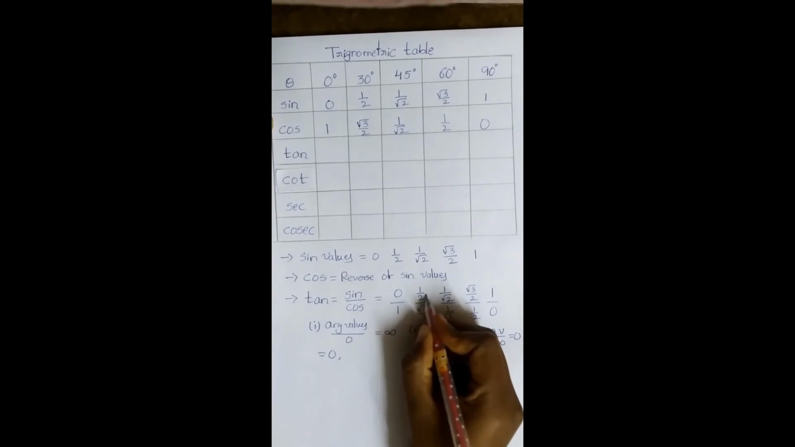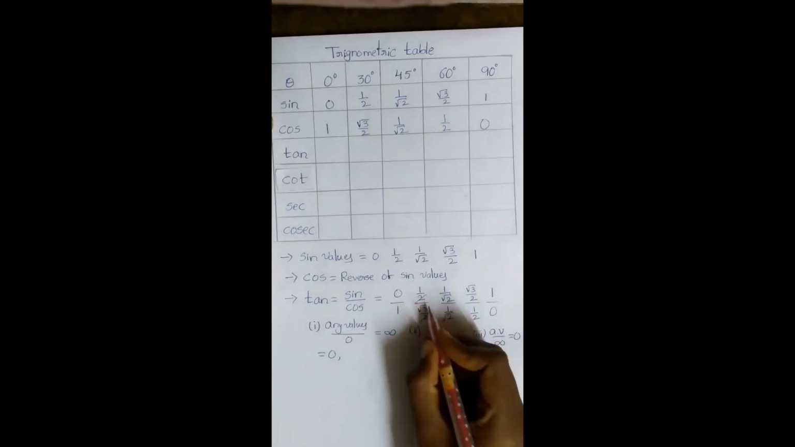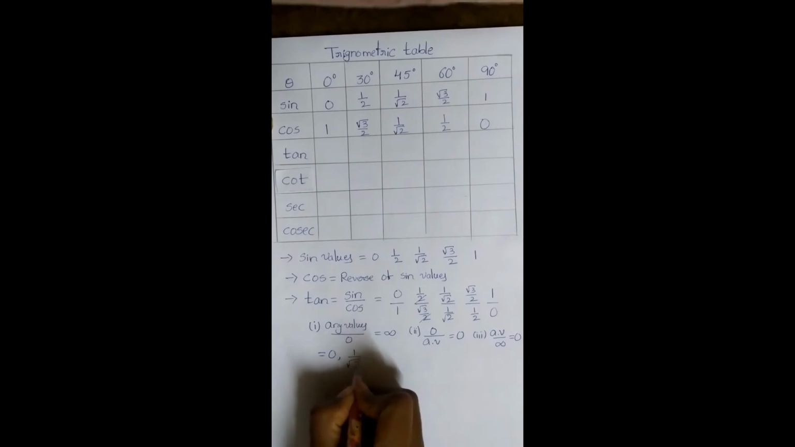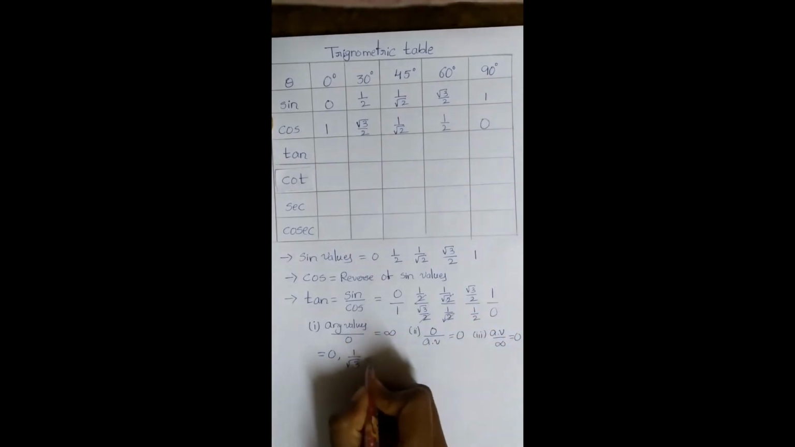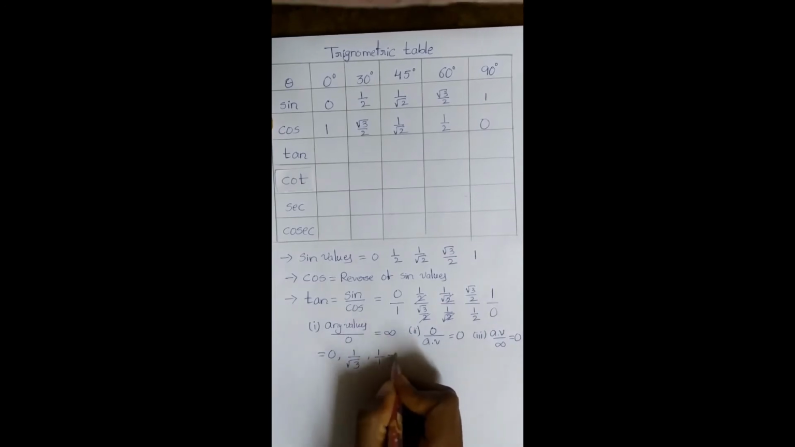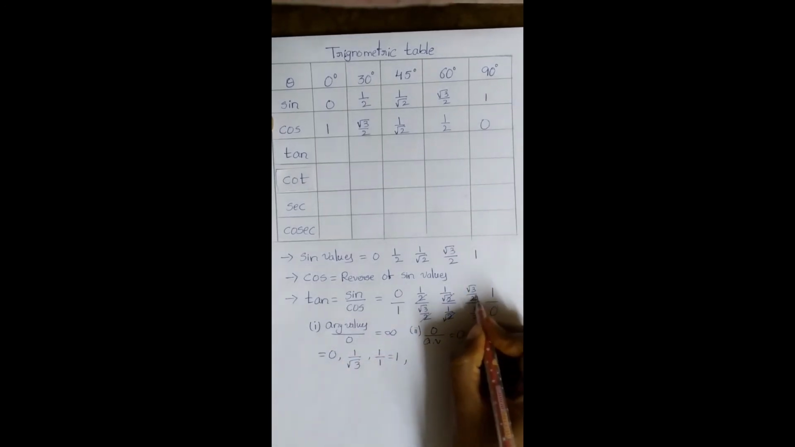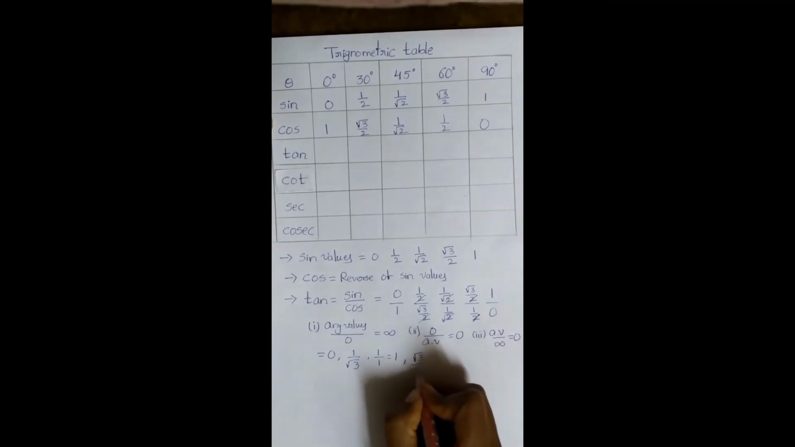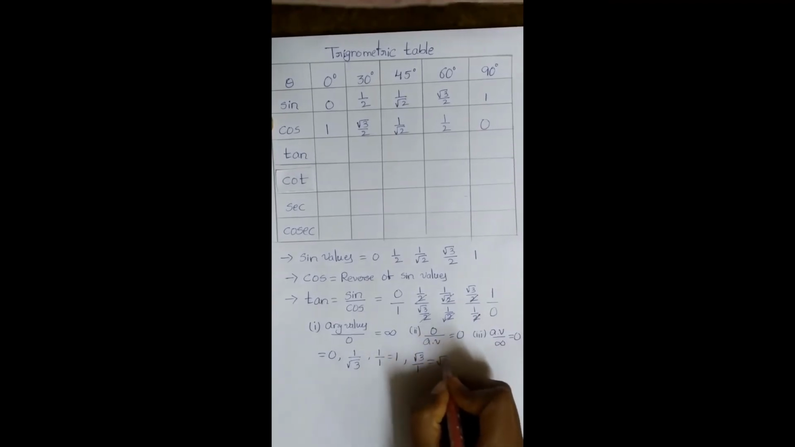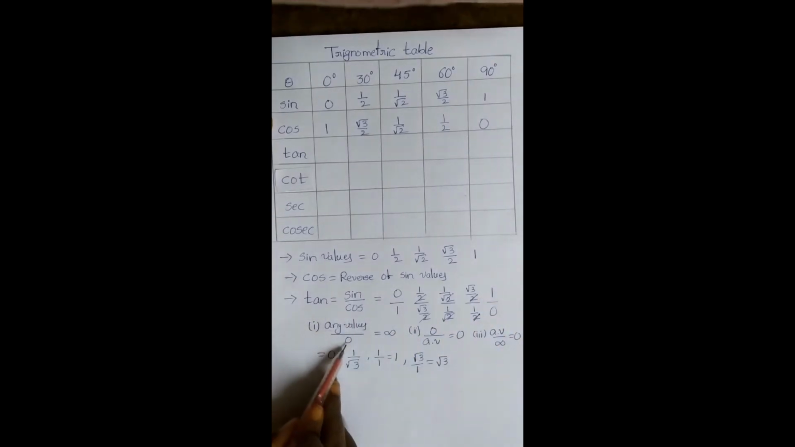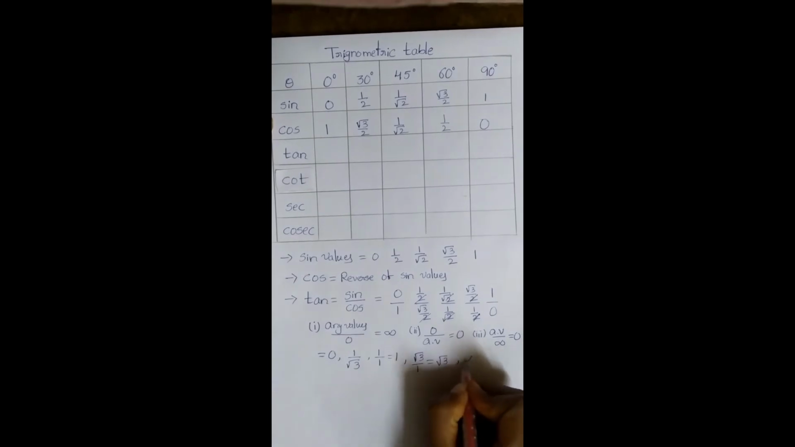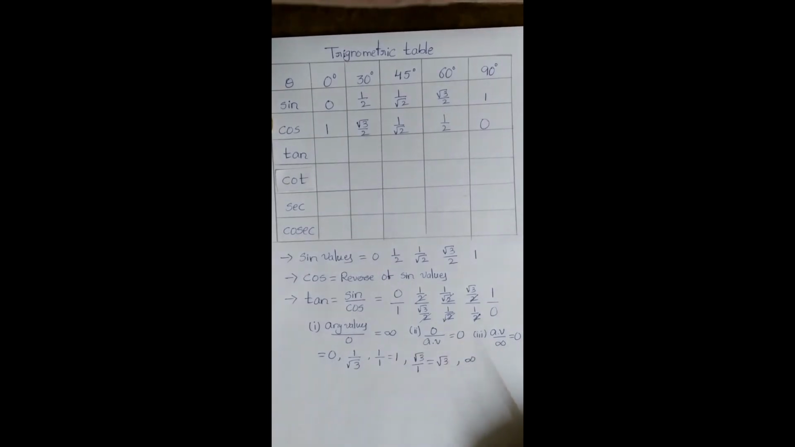And next here denominator 2 gets cancelled, then we get 1 by root 3. Here also denominator root 2 gets cancelled, then we get 1 by 1, that is equal to 1. Here in the denominator we have 2 and here also 2. 2 gets cancelled, then we get root 3 by 1, that is equal to root 3. Here 1 by 0 is there, that is any value by 0 is infinity.